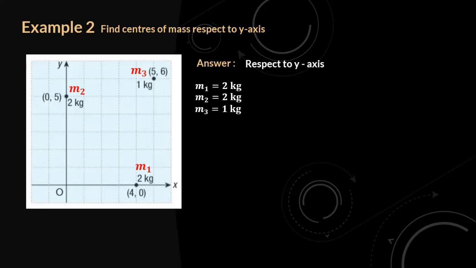Okay, what about M1? Do you find the distance of object M1 on y-axis? Yes, you're right. No distance, right? So we can write that y1 equals 0.